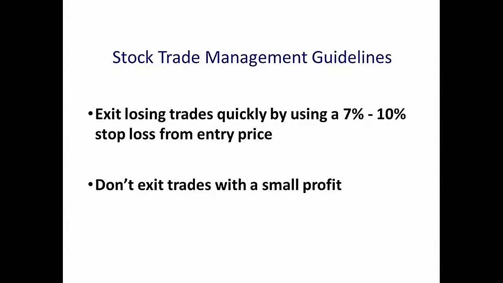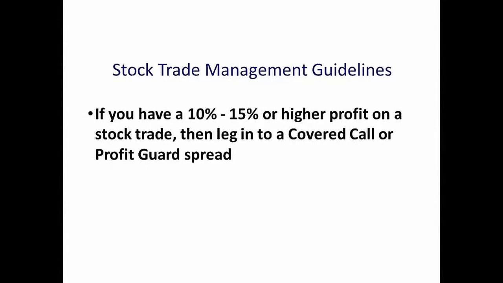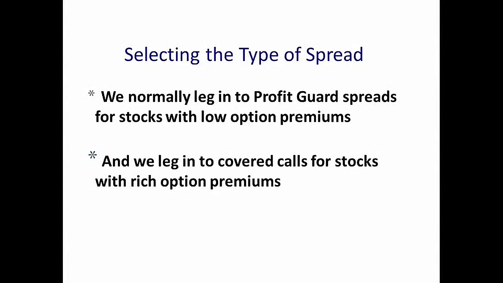And for our stock directional trades, we want to exit losing stock trades quickly by using a 7 to 10% stop loss from the entry price. We don't want to exit trades with a small profit. And if we have a 10 to 15% or higher profit on a stock trade, then we'll leg into a covered call or a profit guard spread. And again, with the profit guard spreads, we want to leg into a stock that has a low option premium because we'll be buying the put option, and the lower the premium, the better. And if the stock has rich premiums, then we'll leg into covered calls because we'll be selling that option premium.